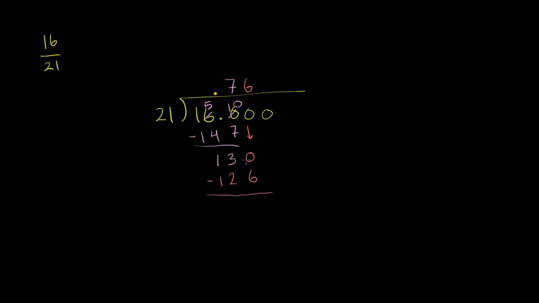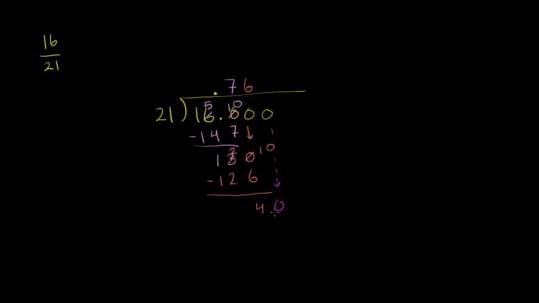And once again, we can regroup. This would be a 10. We've taken 10 from essentially this 30, so now this becomes a 2. 10 minus 6 is 4. 2 minus 2 is 0. 1 minus 1 is 0. Now let's bring down another 0.